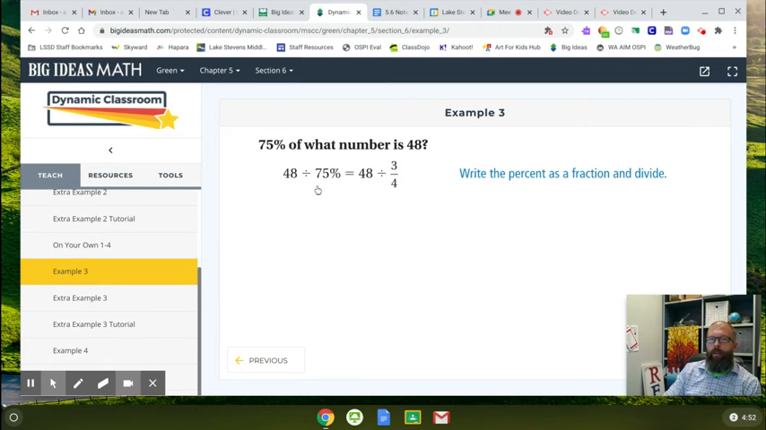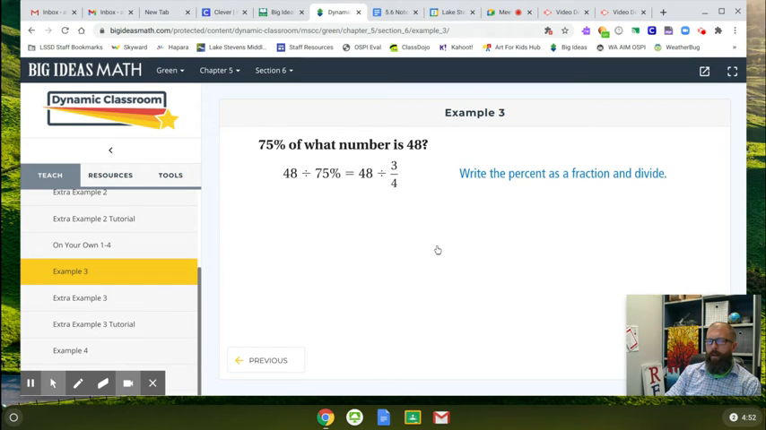So here we have to take 48 divided by 75%. And I know maybe we don't understand why we got to do that, but that's going to get us a bigger number and tell us what 48 is 75% of. That's a mouthful, I know. So just trust me. Write this step down. Write the percent as a fraction and divide. So 48 divided by 75%, they change it to a fraction of 48 divided by 3/4.